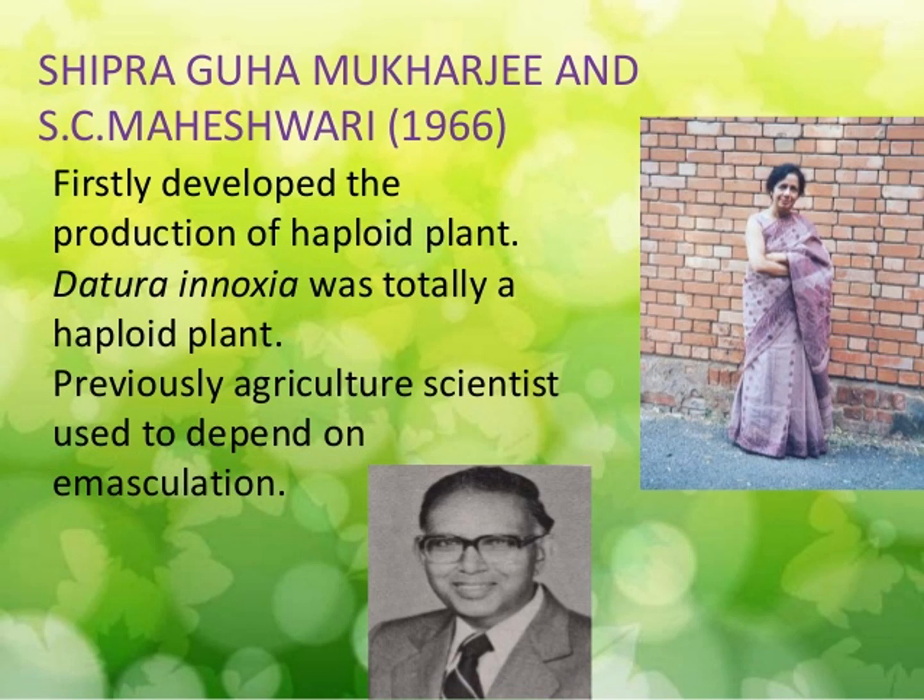Sipra Guha Mukherjee, as well as the famous Maheshwari, both in 1966, developed the production of haploid plants from Datura innoxia. It is a totally haploid plant. Previously, agriculture scientists used to depend on emasculation. After this invention by those two persons, agriculture scientists switched to plant tissue culture for the production of haploid plants.